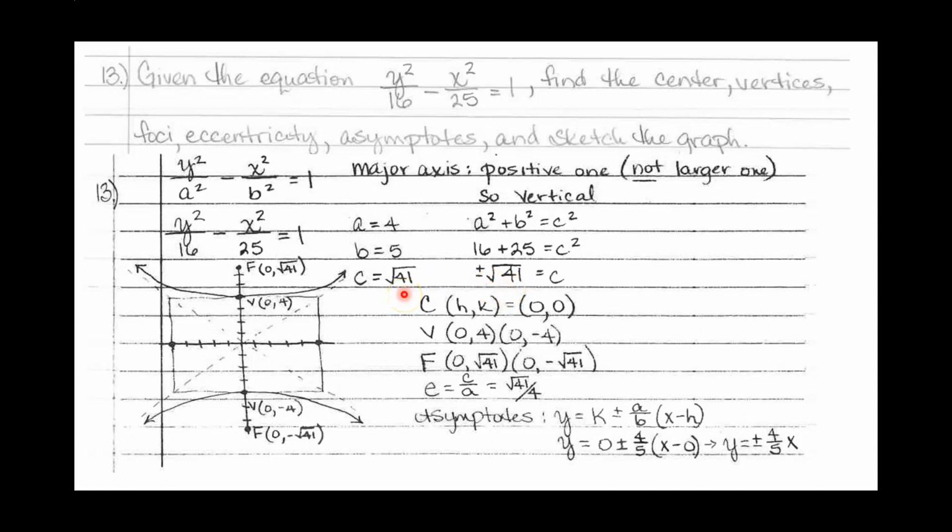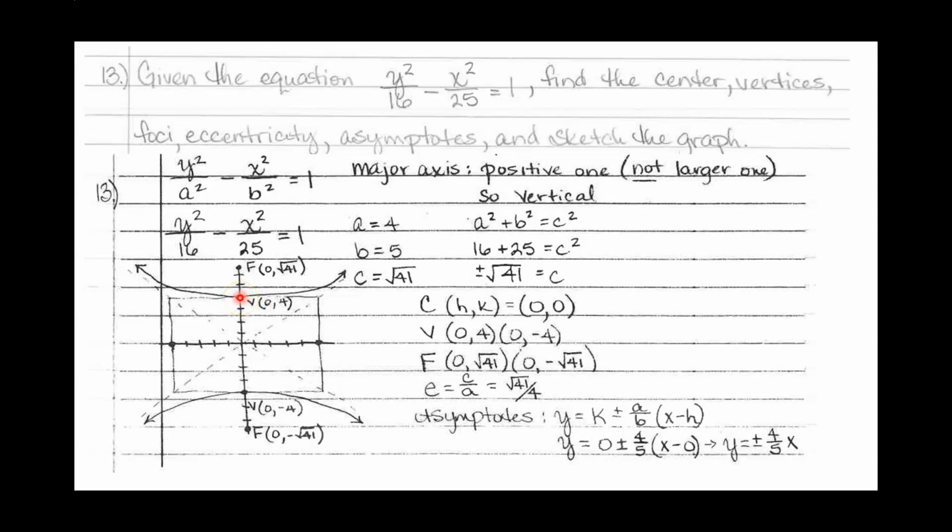All right, so we've already said that our center was (0, 0) because nothing is being subtracted from x and nothing is being subtracted from y. So let's start at (0, 0), and we've said that our major axis is vertical. So we're going to start at (0, 0) and go up our A value and down our A value, because A is the distance from the center to the end of the major axis, the distance from the center to the vertex. So if A was 4, I'll start at (0, 0) and go up 4.